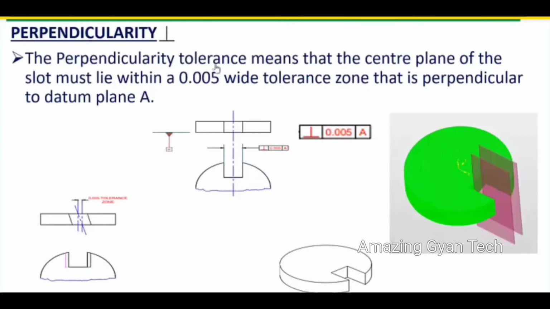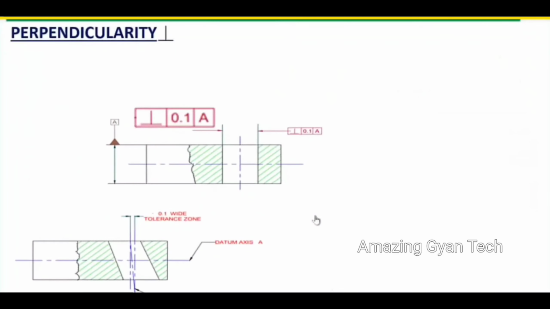The perpendicularity tolerance means that the center plane of the slot must lie within a wide tolerance of 0.005 that is perpendicular to the datum plane. So these two reference planes are perpendicular to the datum plane. This is what perpendicularity tolerance means.